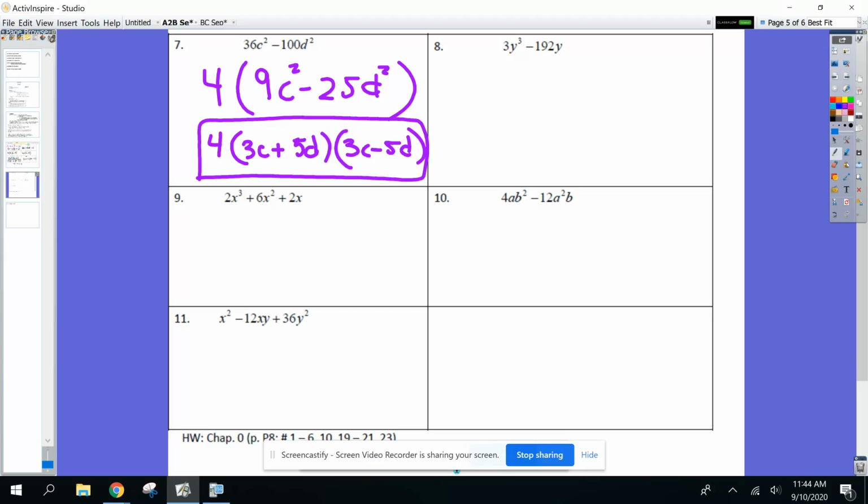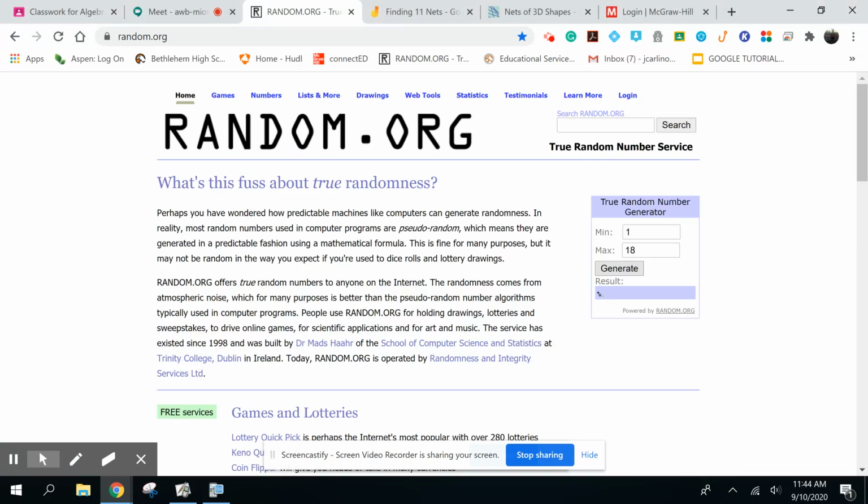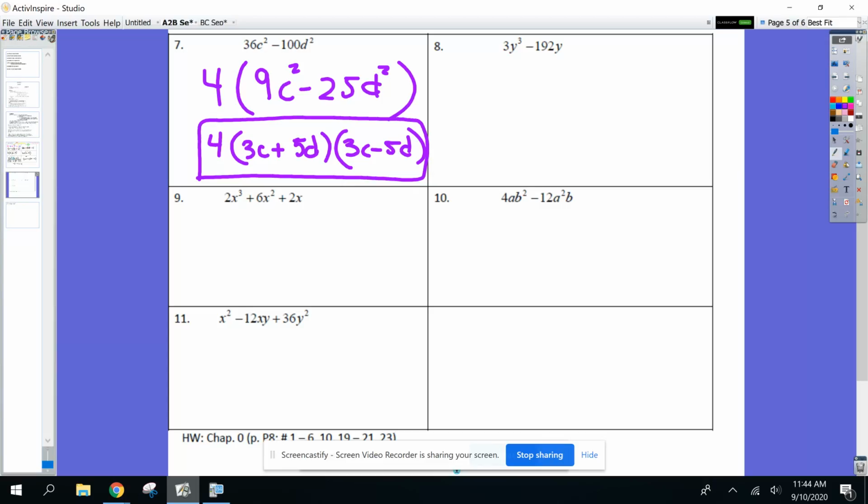All right, how did we attack number 8 first? Here we go, 16, which is Catherine. How'd you attack number 8, Catherine? I did the greatest common factor. Great job. That's exactly what you should do. And what'd you take out? 3y. Perfect. Great job. All right, so you took out a 3y, and what was left after you took out the 3y? Y minus 64.